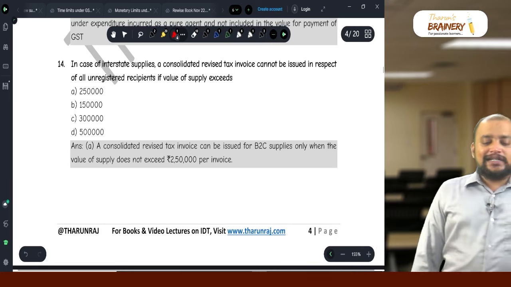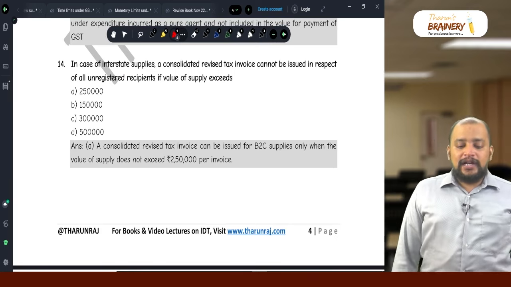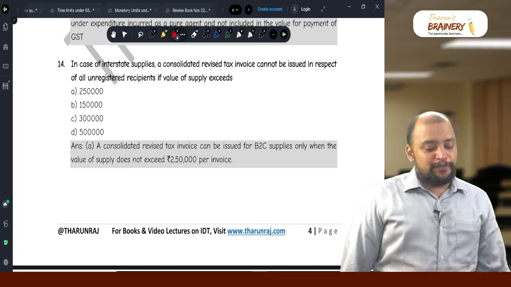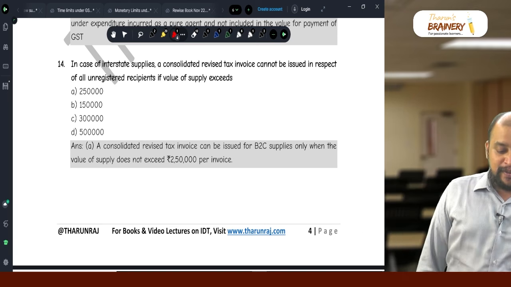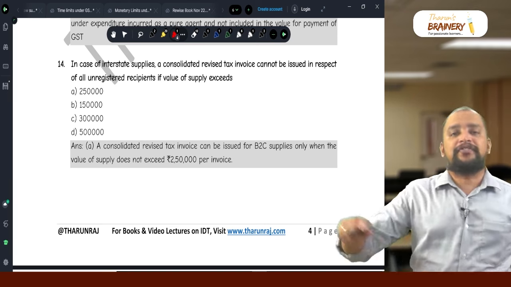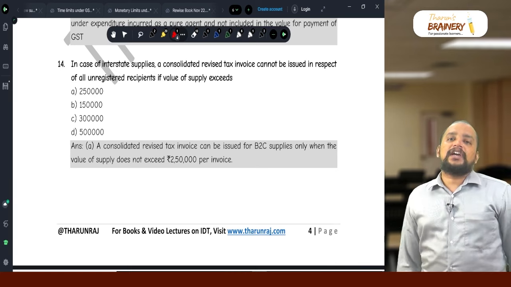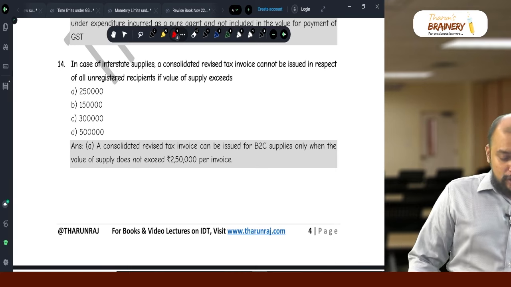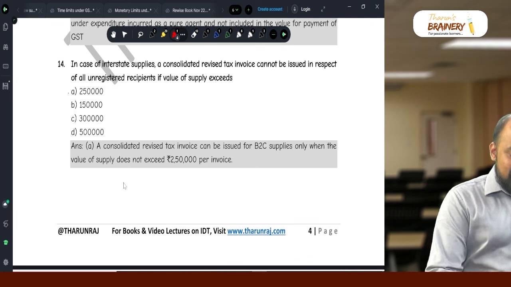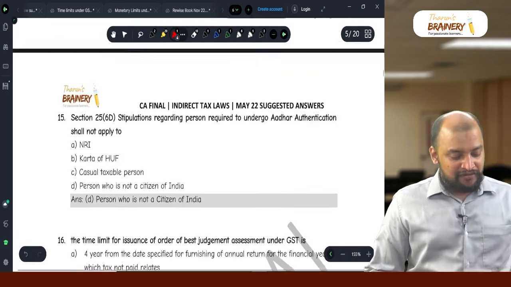In case of interstate supplies, a consolidated revised tax invoice cannot be issued in respect of all unregistered recipients if the value of supply exceeds 2,50,000. So if the value of supply exceeds 2,50,000, invoice-wise details should have been given. We cannot give a consolidated one. So option A is the answer, 2,50,000.